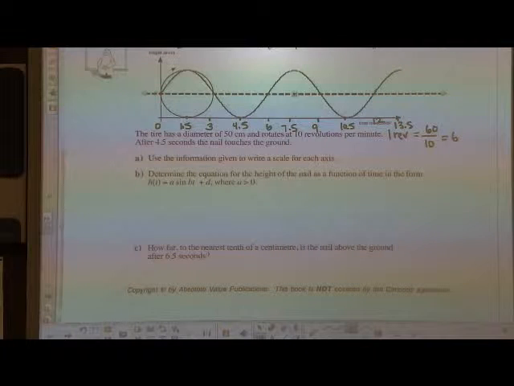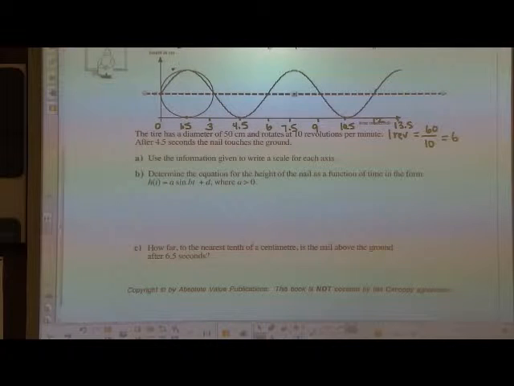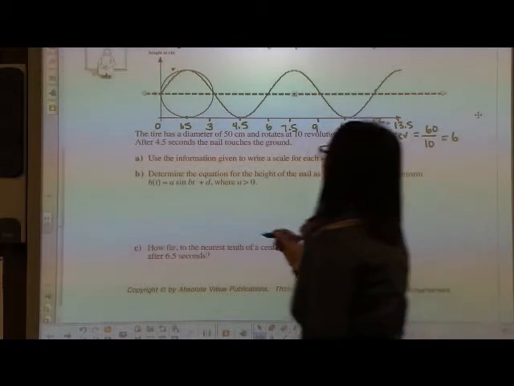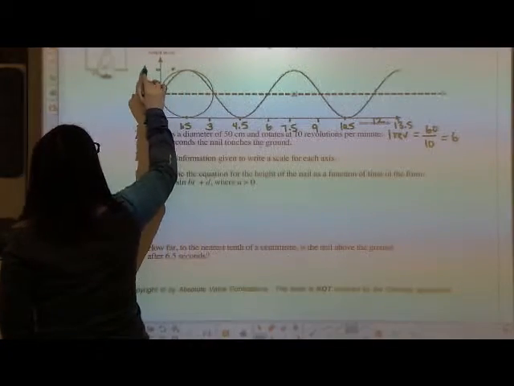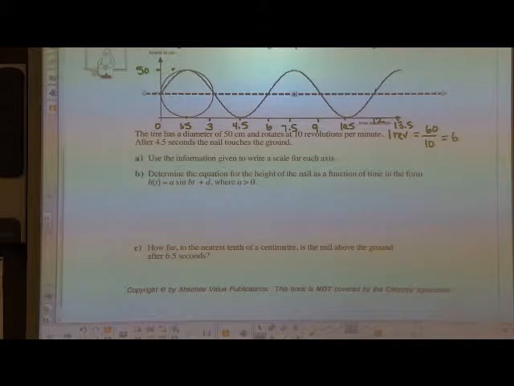Okay. What do I know about my vertical axis? What is my vertical axis measuring? Height of the nail. So what do I know about the height of the nail? What's the tallest height the nail can hit? 50 centimeters. And how do I know it's 50? Yeah, the tire has a diameter of 50 centimeters.